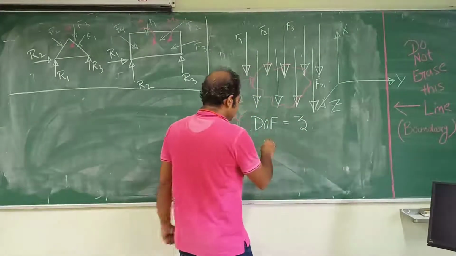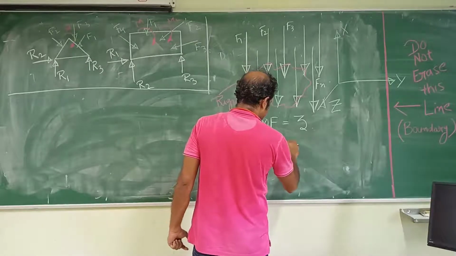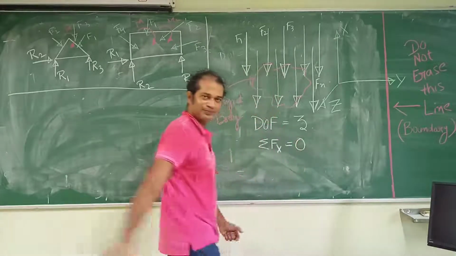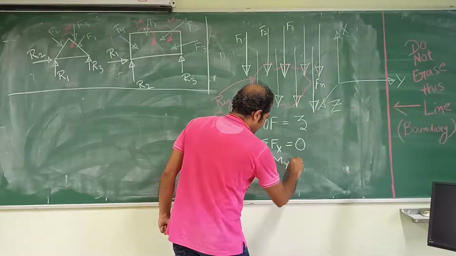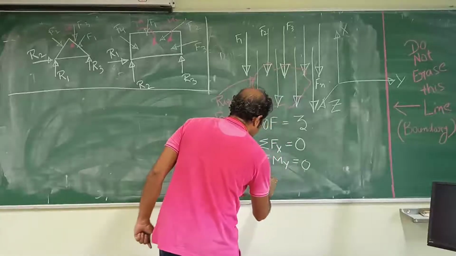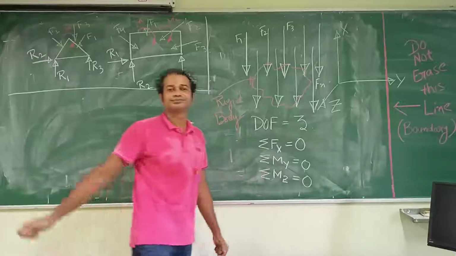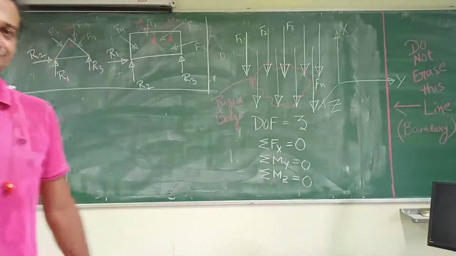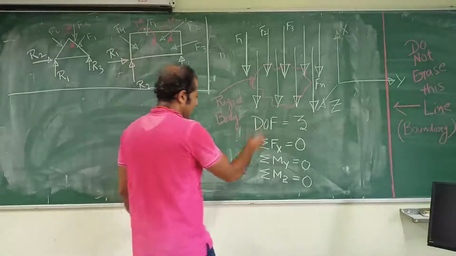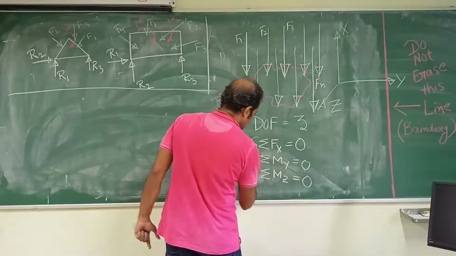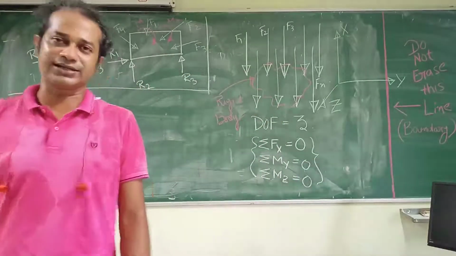What I have to write is that the summation of forces along x is equal to 0, the summation of moment along y is 0, and the summation of moment along z is 0. Now please try to understand that as my degrees of freedom is equal to 3, I am essentially going to get 3 equations, not more than that.